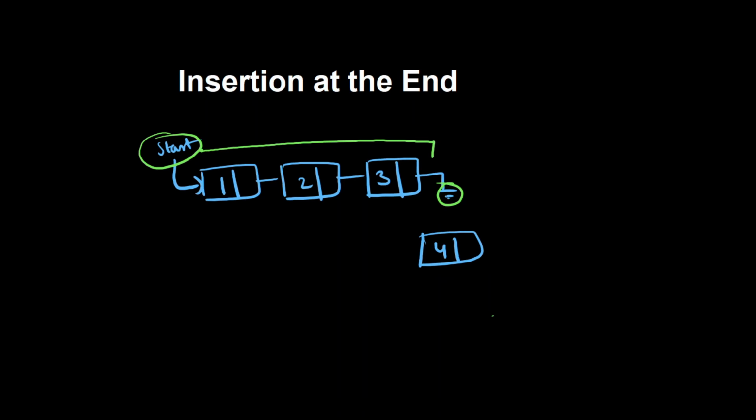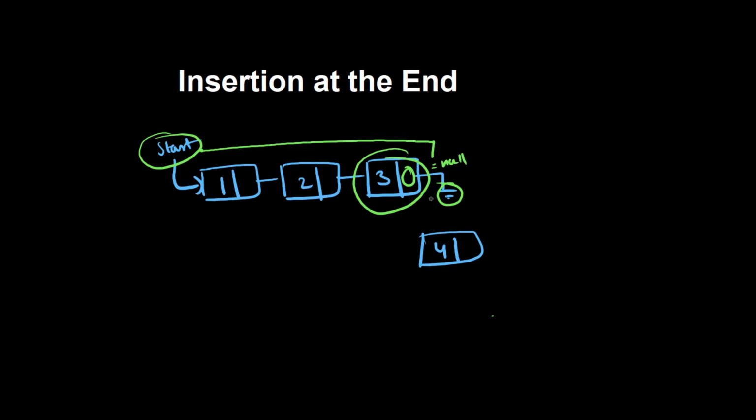We will be checking the next of the current node. I will be at 3 and I will check: is the next of the current node equal to null? If it is null, it means that I've reached the end. So once I've done that, what will I do?